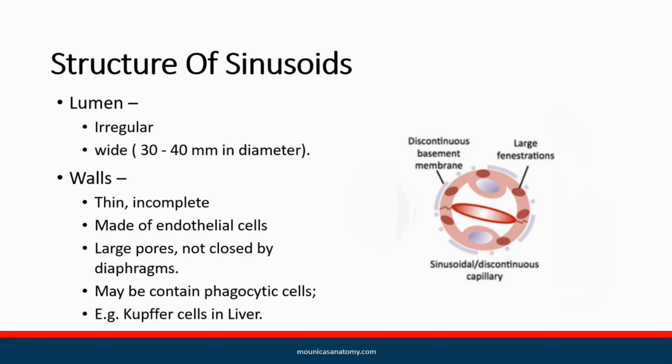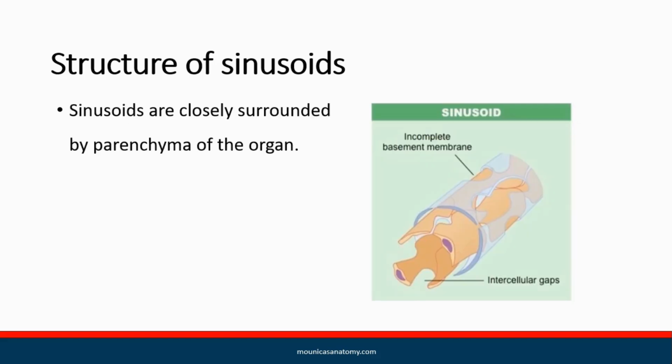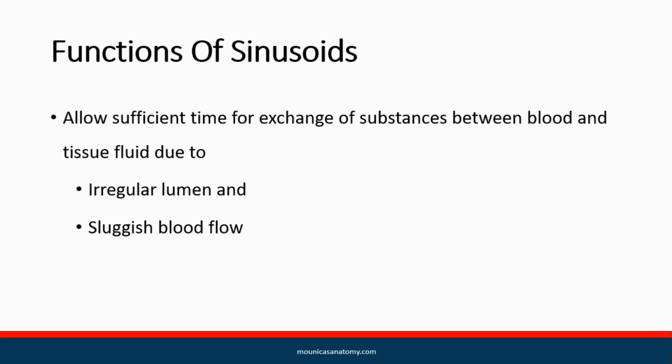Structure: lumen is irregular and wide. Walls are thin, incomplete, made of endothelial cells. Large pores not closed by diaphragms contain phagocytic cells like Kupffer cells. Closely surrounded by parenchyma of the organ. Functions: allow sufficient time for exchange of substances between blood and tissue fluid due to irregular lumen and sluggish blood flow.